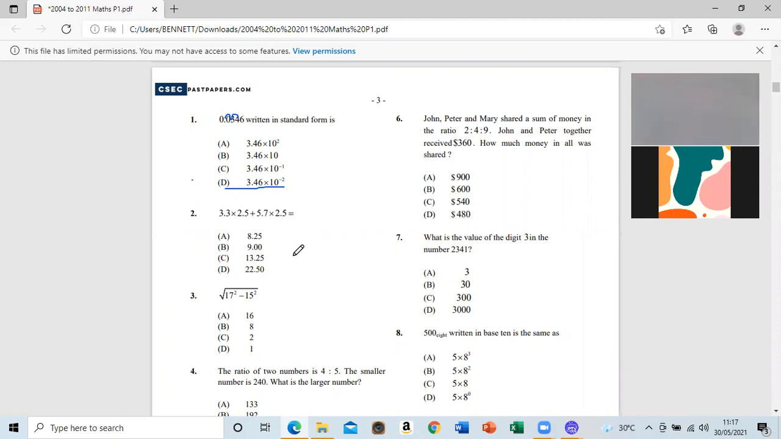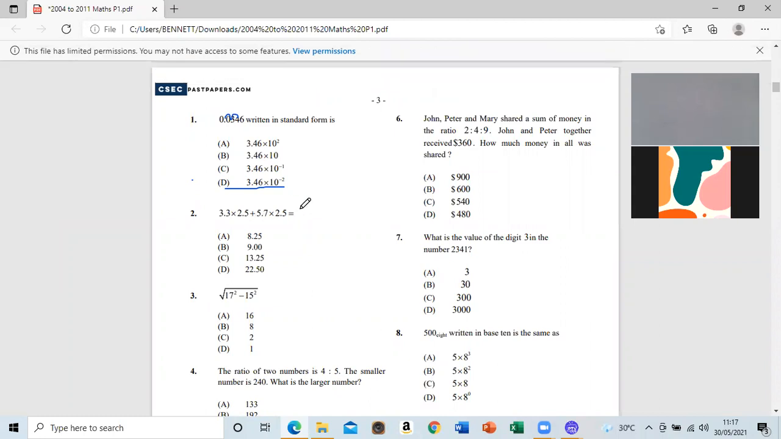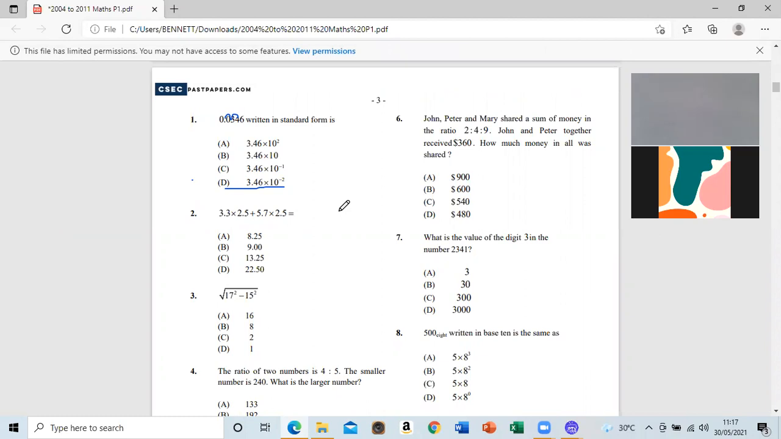Number 2. What's the answer for 2? Nobody? Guys, you hearing me? Yes, sir. So everybody not responding. What will be the answer for 2? You guys don't work it out.